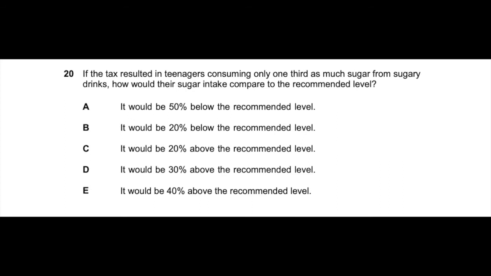If the tax reduced the consumption of sugar from soft drinks to 1/3 of its original value, then teenagers would consume 45 divided by 3 equals 15% of the recommended amount of sugar from soft drinks. This is a reduction of 45 minus 15 equals 30 percentage points of the recommended daily amount. Therefore, teenagers would consume 150 minus 30 equals 120% of the recommended daily amount, or 20% above the recommended level, option C.